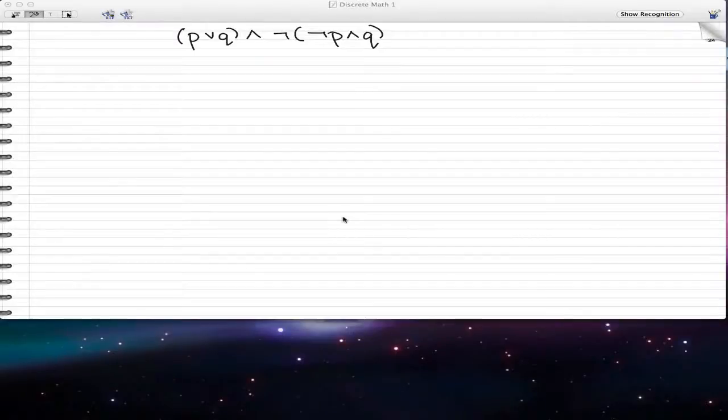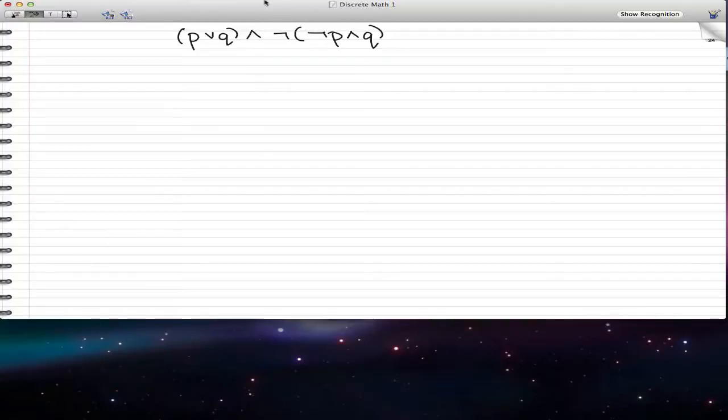So we're back, and what we have here is a compound statement. What I want you to do is find a simpler statement that is logically equivalent to this statement that I have here. So what statement can be simple but logically equivalent to this huge statement that we have here?